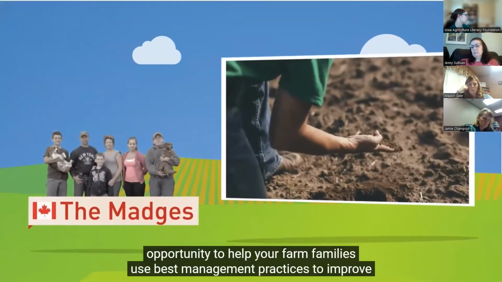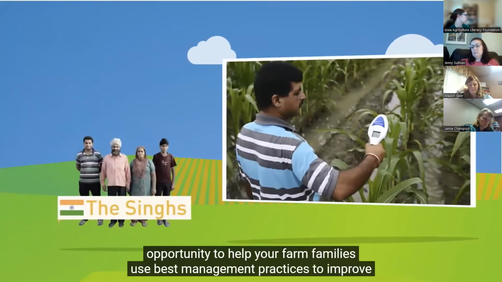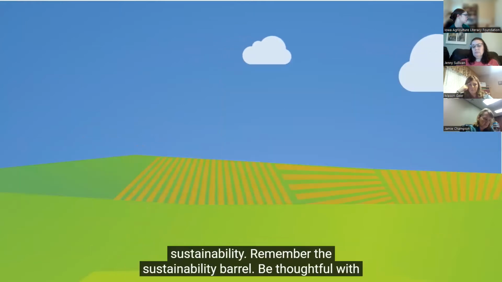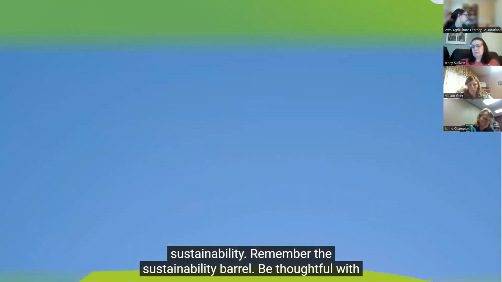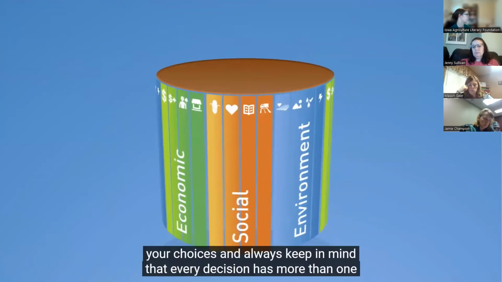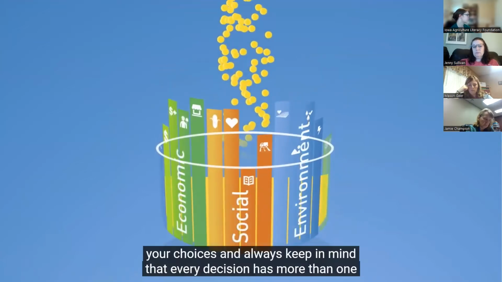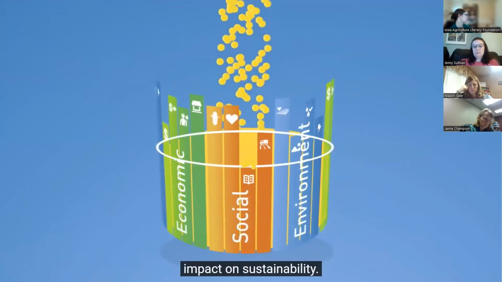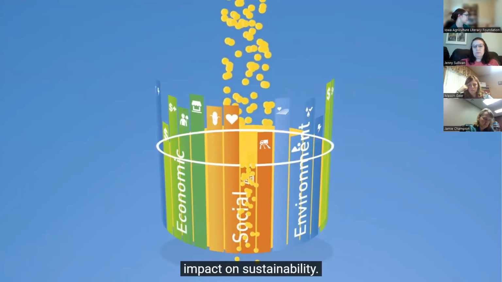You will have the opportunity to help your farm families use best management practices to improve sustainability. Remember the sustainability barrel. Be thoughtful with your choices. And always keep in mind that every decision has more than one impact on sustainability.